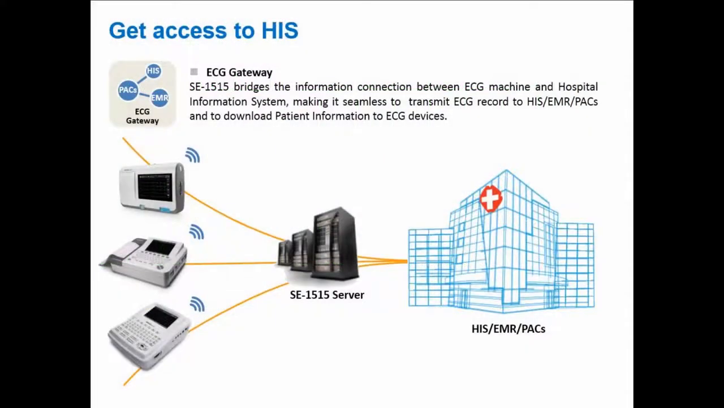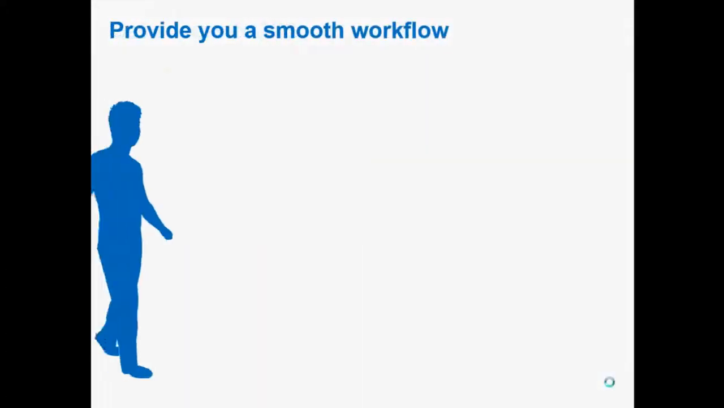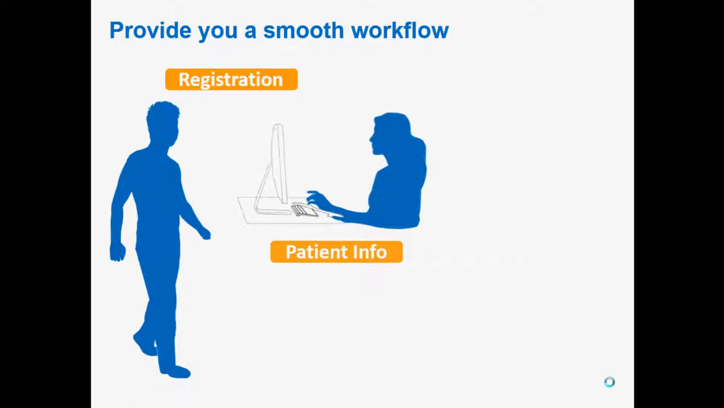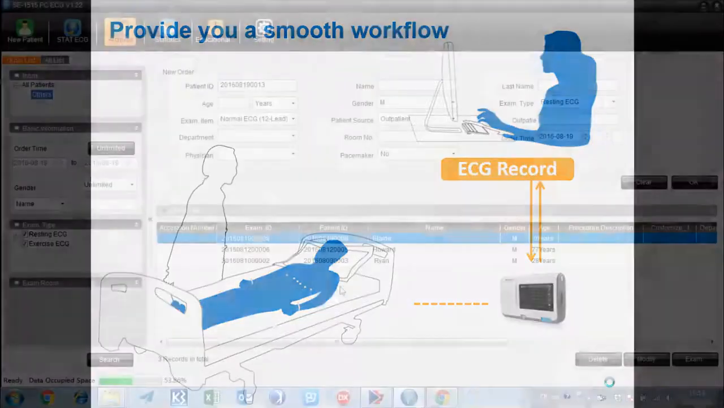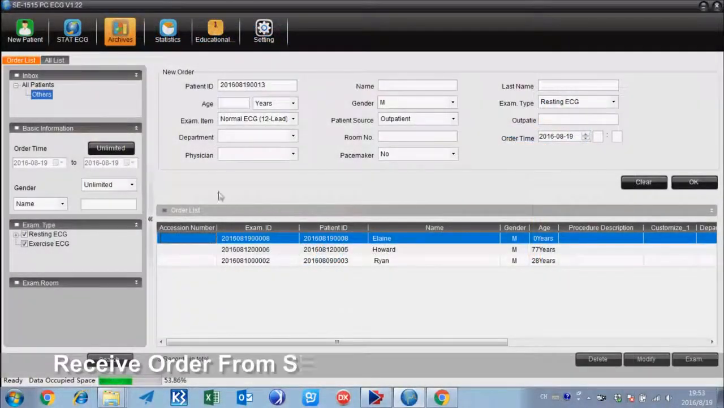Apart from receiving the existing data from the ECG machine, SE1515 can also bridge the information connection between the ECG machine and the hospital information system. Patient orders can be downloaded to the SE1515 from the information system. The orders downloaded from the information system will be stored in order list.